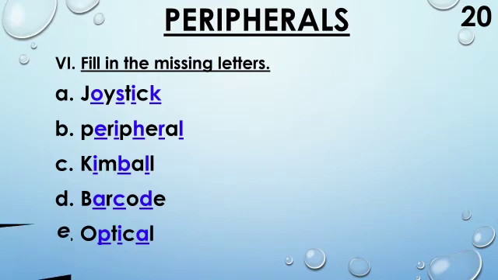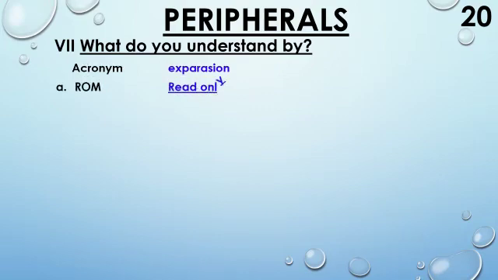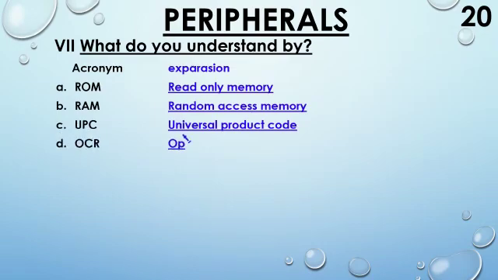Look at page number 20. The exercise is, what do you understand by these? Exercise number 7 is acronyms and expressions. It means the abbreviation of these words. A. ROM, read only memory. B. RAM, random access memory. C. UPC, universal product code. And D. OCR stands for optical character reader.